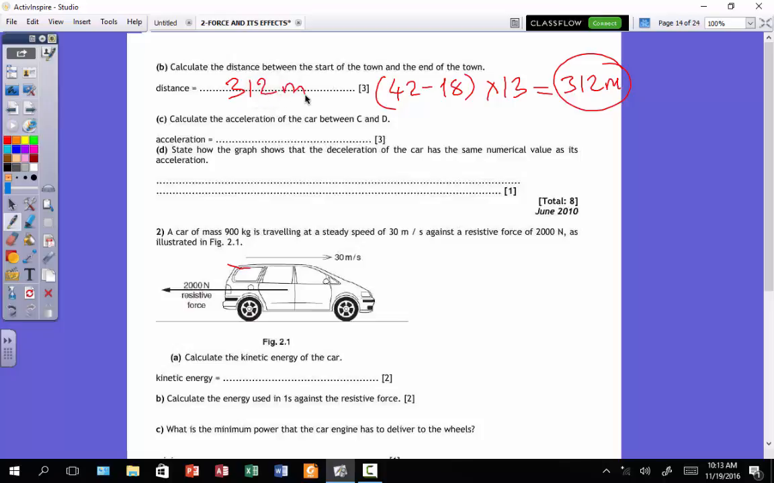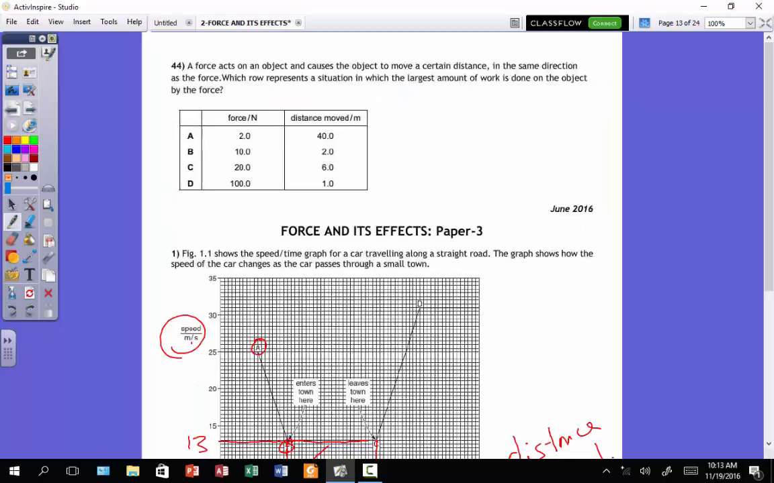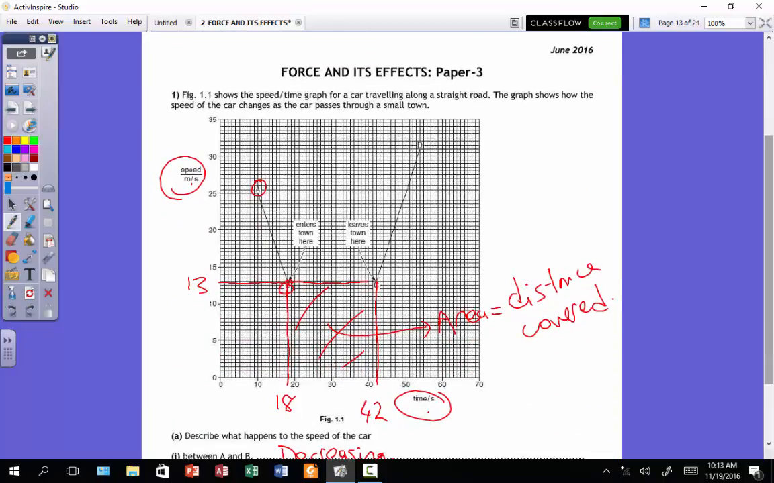Calculate the acceleration of the car between C and D. Okay, we use the graph again between C and D. We know that the gradient of the speed-time graph between C and D will give us the acceleration of the car. How do we find the acceleration? This is the point we can choose, and I can take D to find the coordinates.